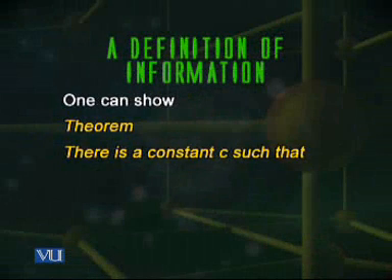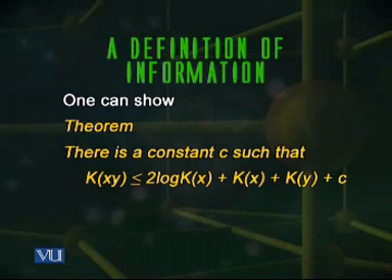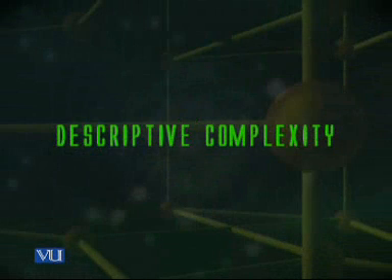But we have been able to show what we wanted to prove. One can also show that there is an absolute constant C such that the descriptive complexity of x, y is less than or equal to the descriptive complexity of x plus the descriptive complexity of y plus a constant plus 2 times log of the descriptive complexity of x. So one can actually reduce the constant 2 to a 1 at the cost of a logarithmic factor. This theorem is not very hard to prove, and I have asked you to prove this theorem in one of your exercises. Let's continue our discussion of descriptive complexity.